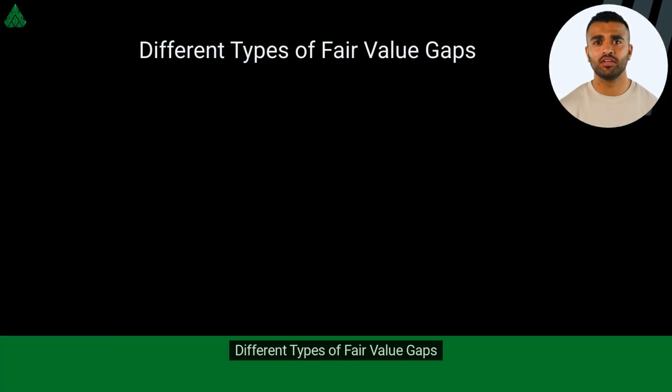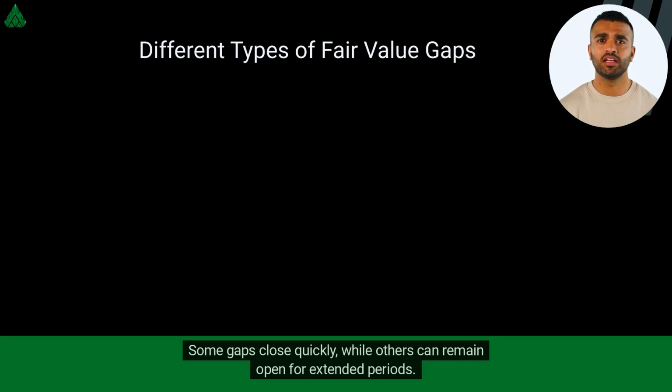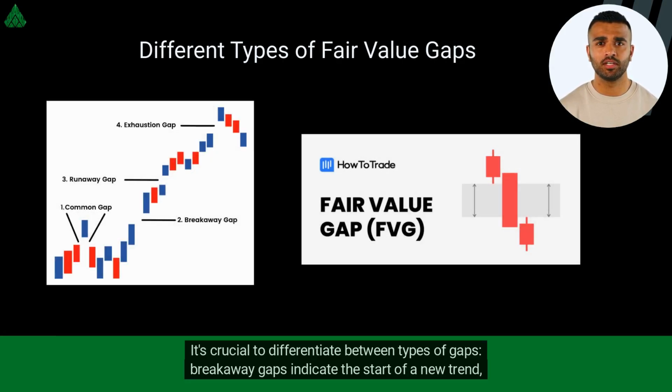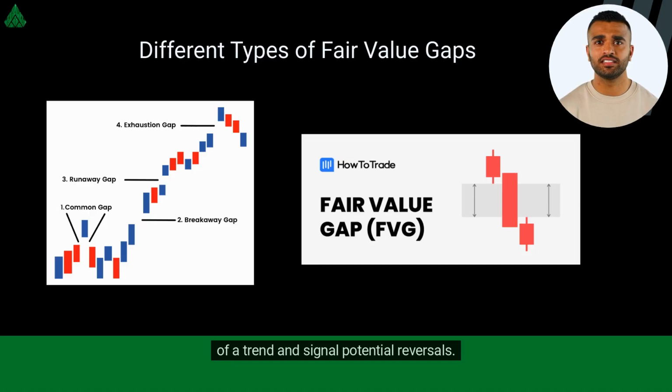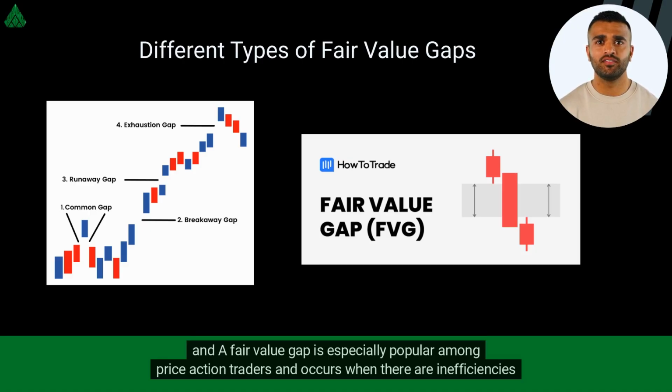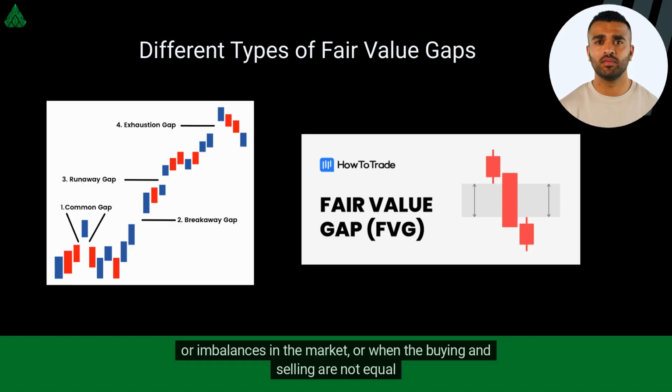Different types of fair value gaps. However, not all gaps are created equal. Some gaps close quickly, while others can remain open for extended periods. It's crucial to differentiate between types of gaps. Breakaway gaps indicate the start of a new trend, runaway gaps occur within a trend and suggest strong momentum, while exhaustion gaps appear at the end of a trend and signal potential reversals. And a fair value gap is especially popular among price action traders and occurs when there are inefficiencies or imbalances in the market, or when the buying and selling are not equal.